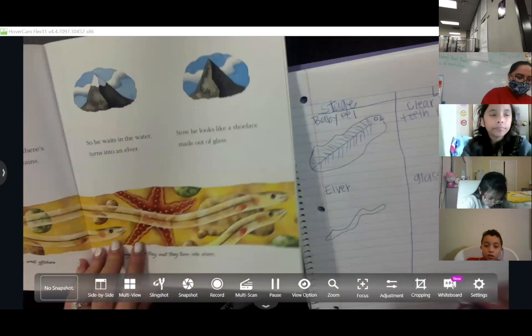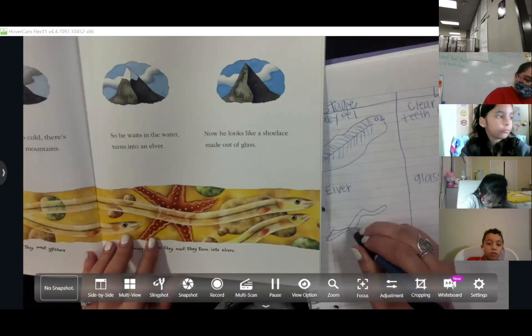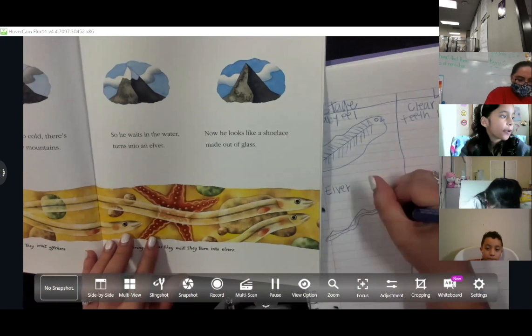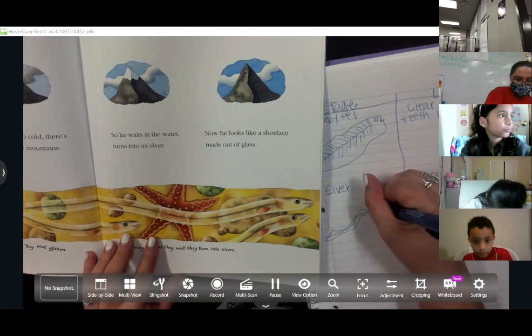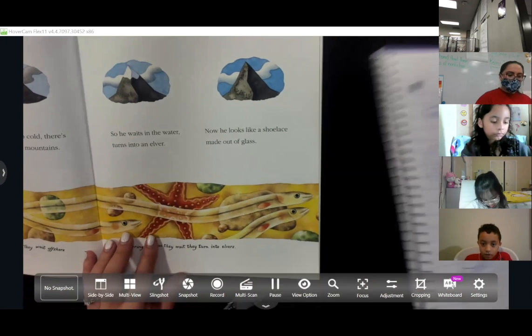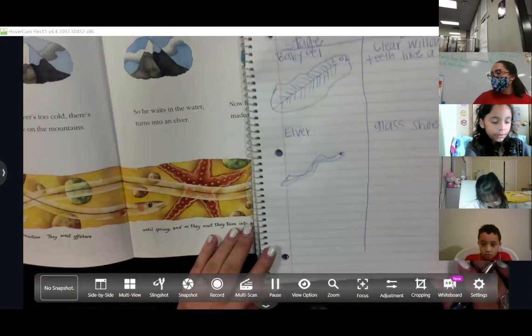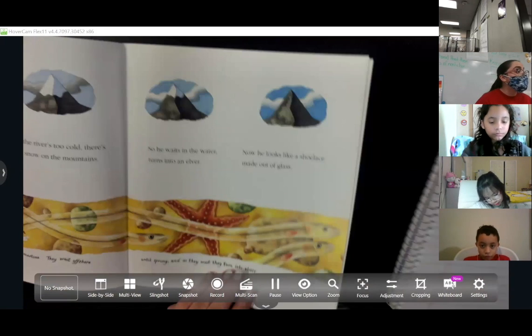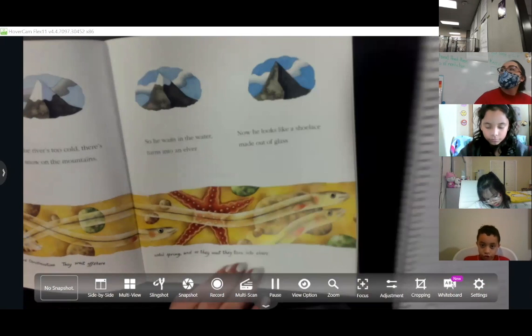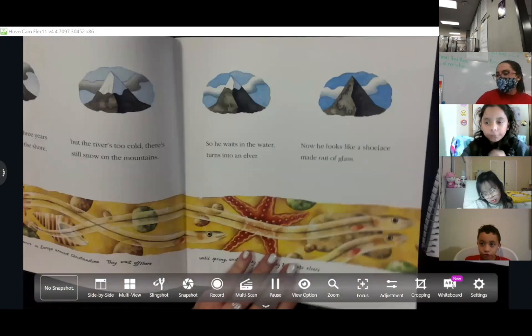And it's kind of got a line going down the middle of it still. With a little eyeball. So that's my elver. And then it said that he grows up to be an adult eel, right? Let's see if we can find what that looks like.